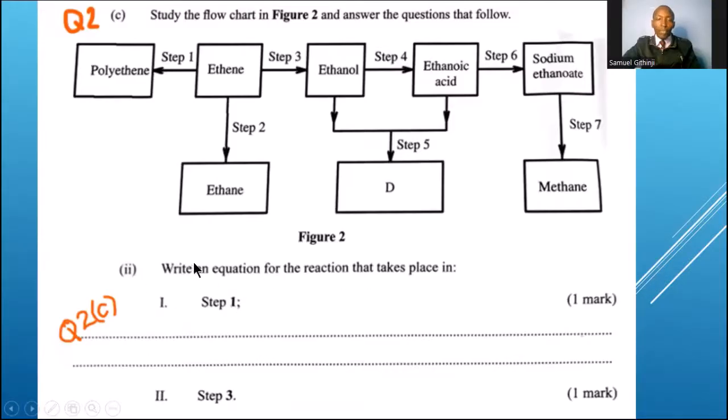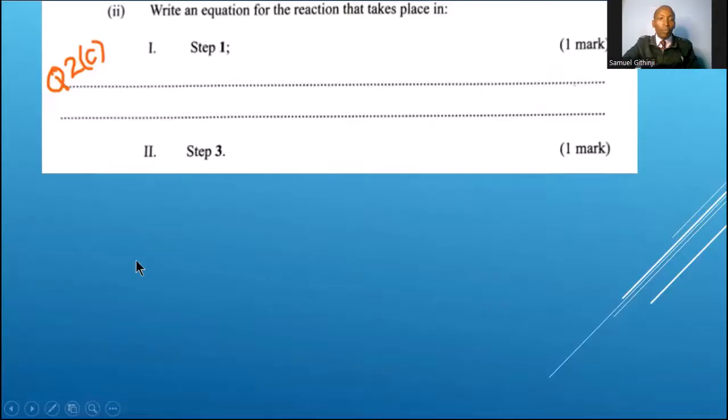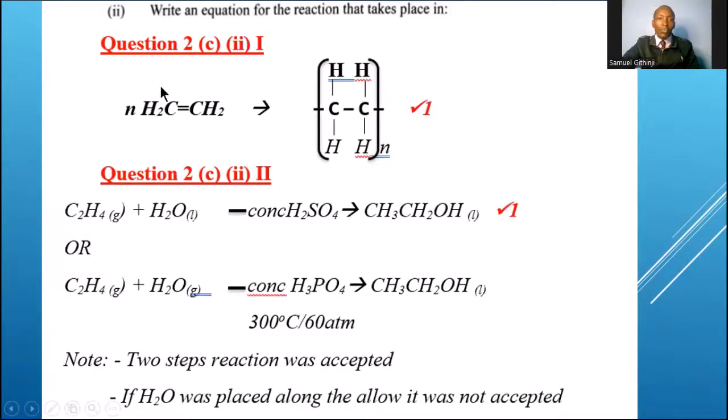You write an equation. The student was to write an equation for the reaction taking place in step 1. Step 1. For this one, a majority of students could not write the polymerization equation there. And then step 3, ethene becoming ethanol. Let's see how the student was to respond to this question. Okay, in step 1, here it is. You have the monomer here. In this case, the monomer was ethene. And of course, the polymers, you can see the way we write it with the capital bracket there and an N.